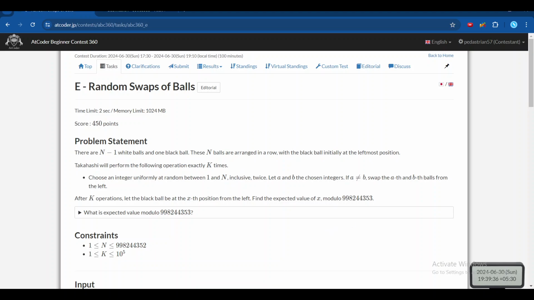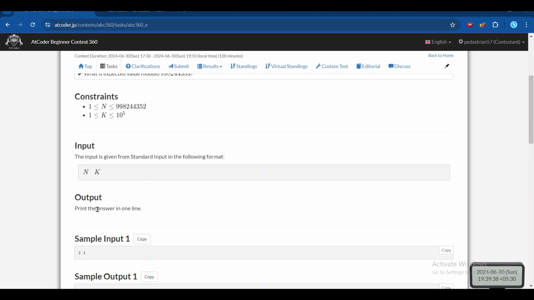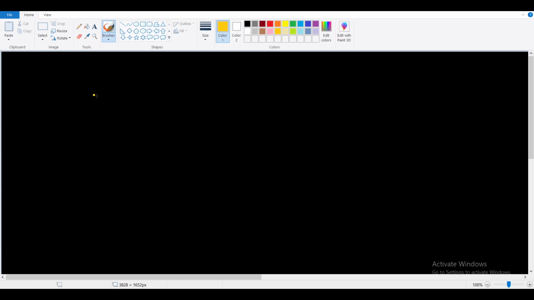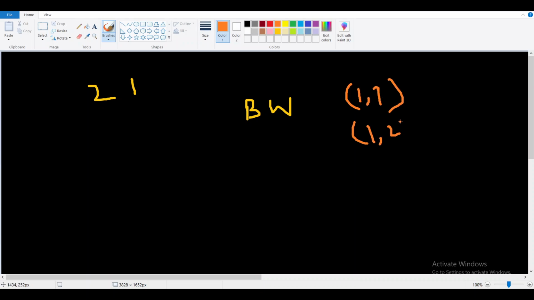So what is the problem? Let's take the first example only. There are two balls and K being 1. That means the first ball is the black ball and the second ball is the white ball. Now we have to choose two indexes i and j, or a and b, separately and independently. So the total possibilities are 4. It could be 1 1, 1 comma 2, 2 comma 1, or 2 comma 2.